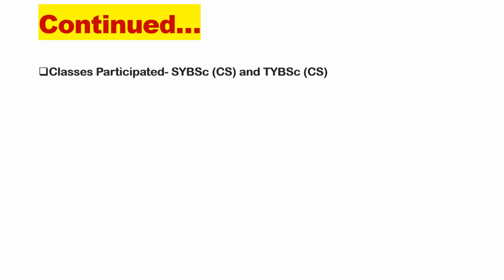Suppose in my activity the students of SY and TY BSc Computer Science have participated, then I need to mention under classes participated SY BSc CS and TY BSc CS. After that, the mode of conduction. Suppose my activity was conducted in offline mode, then I have to mention the mode as offline.